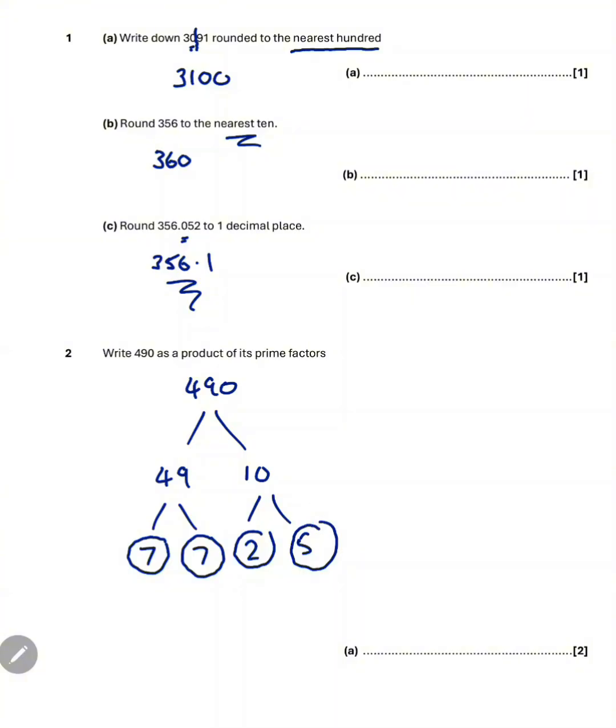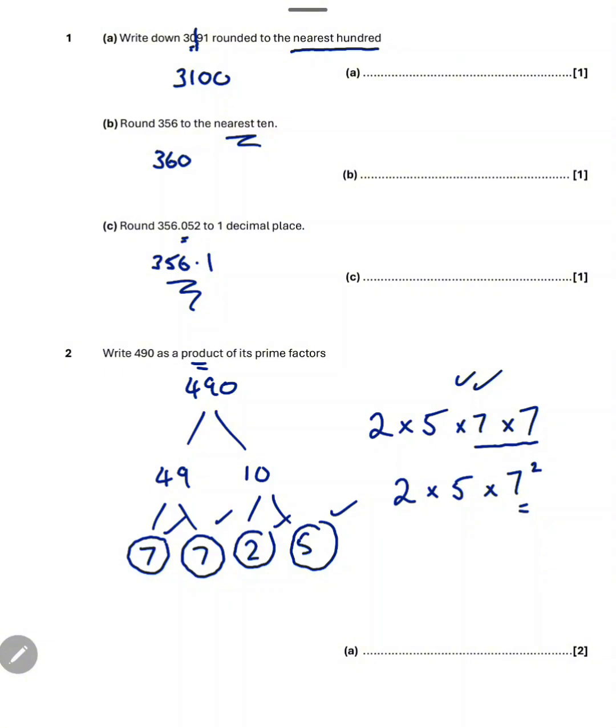Don't miss this final mark. Product means multiplication. So I'm going to write 2 times 5 times 7 times 7. In this question, that's full marks. If it said index form, there'd be an extra mark for saying 2 times 5 times 7 squared. That's your index form right there. This doesn't say it, so I wouldn't lose a mark if I didn't do that.